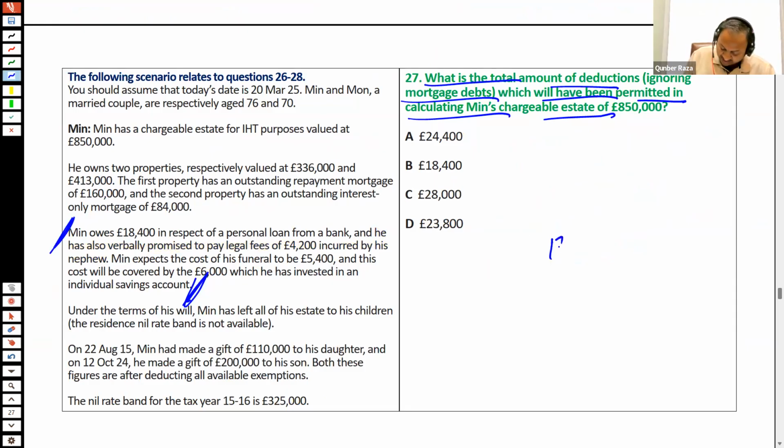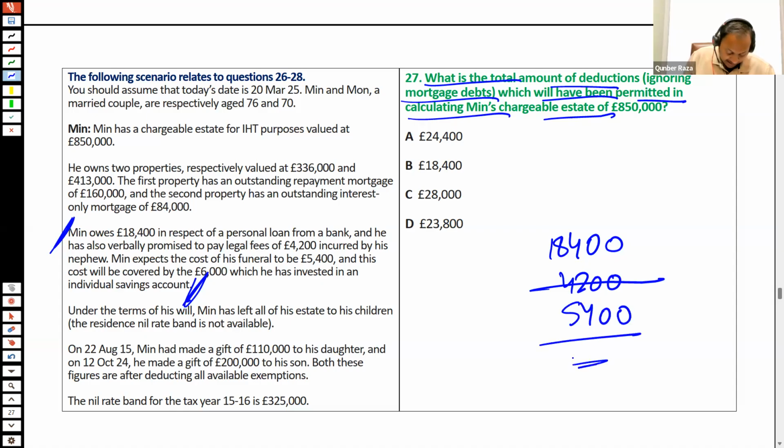So it is 18,400, 4,200, you guys know not allowed, 5,400. So the total of deductions amount is 23,800. I hope you guys understand why I deducted 4,200.